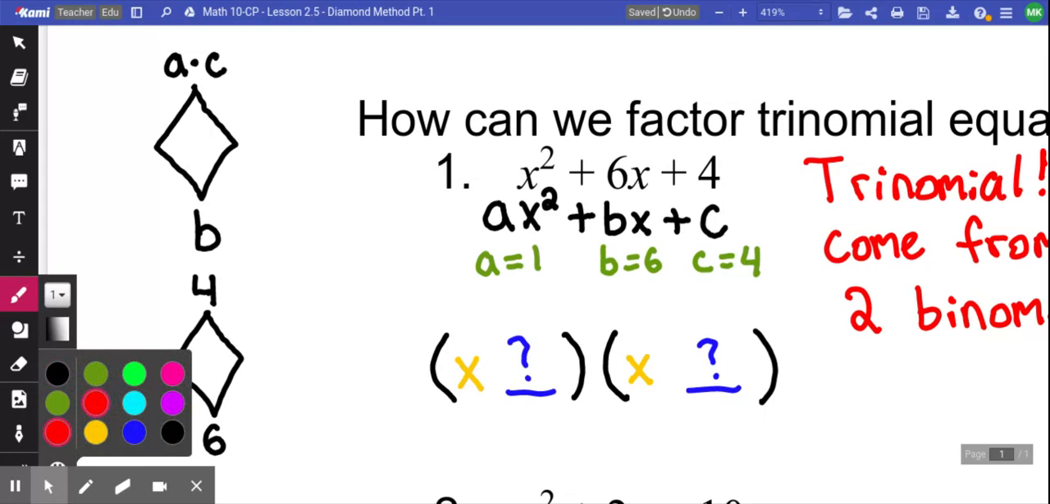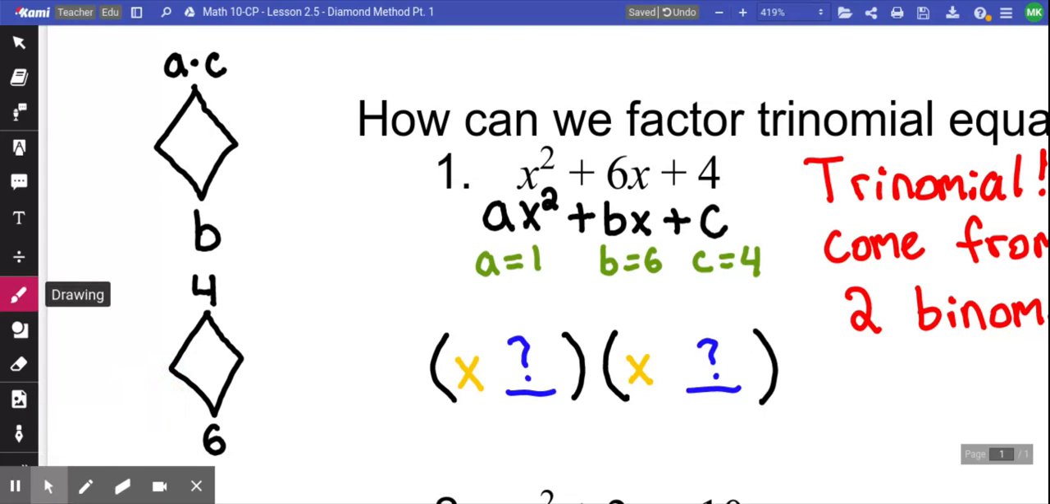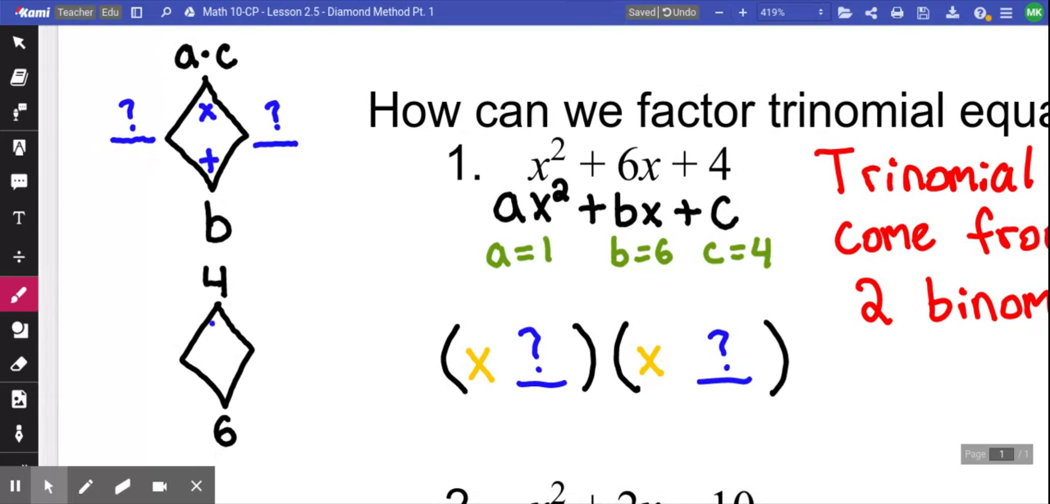To find your side values for your diamond, you try to find two numbers that would multiply to be the top point and add to be the bottom point. So for this question, I want two numbers that multiply to be 4 but add together to be 6.